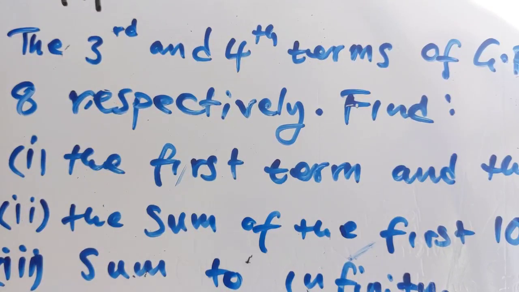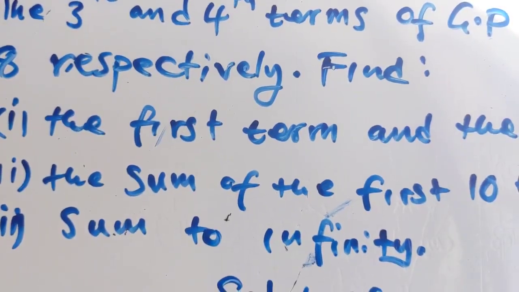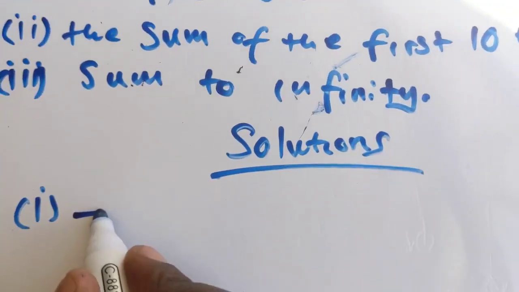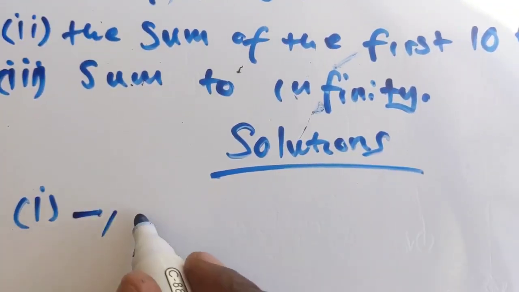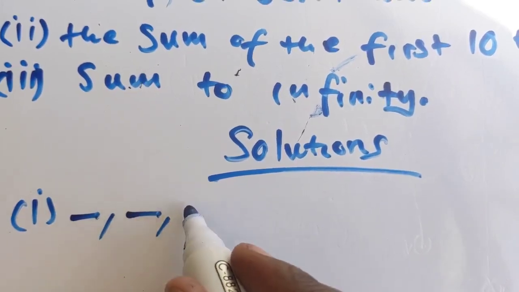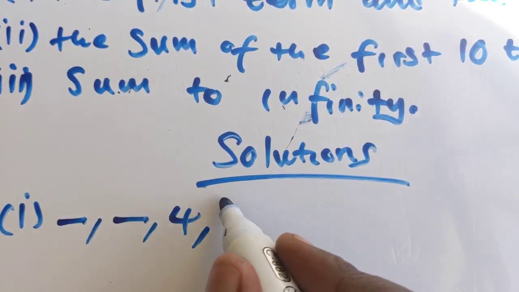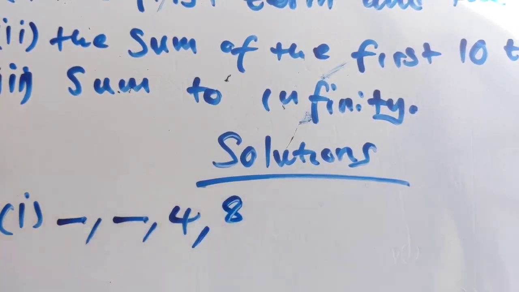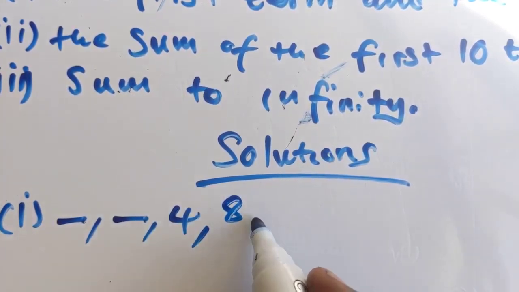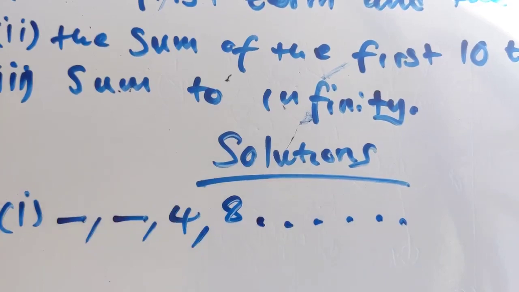So these are actually written like this. Here there's the first term, the second term, then the third term which is 4, then the fourth term which is 8. That is how this sequence is.